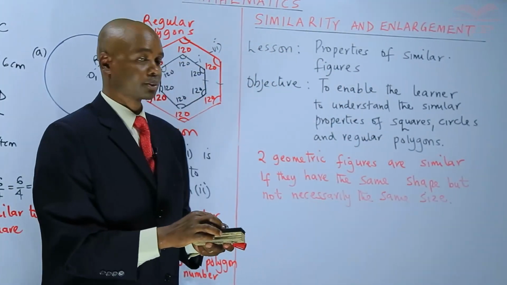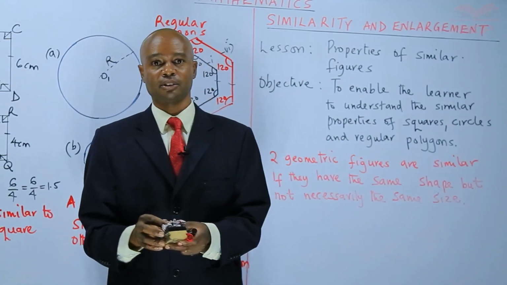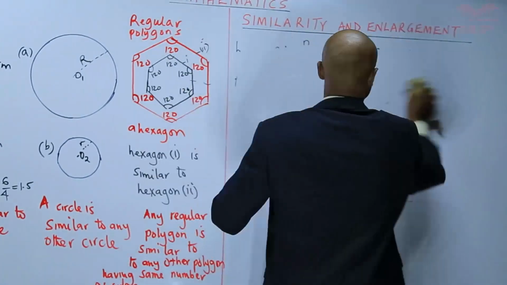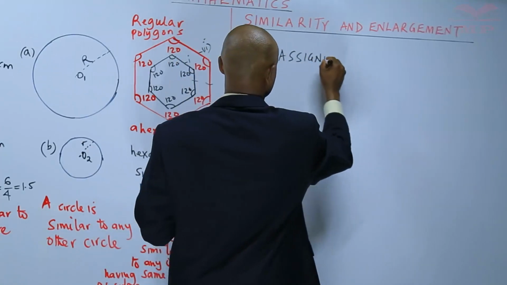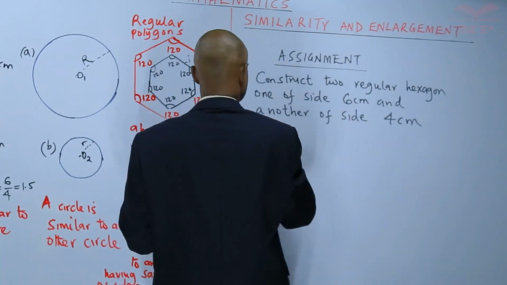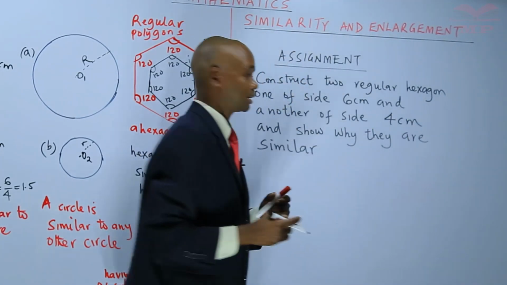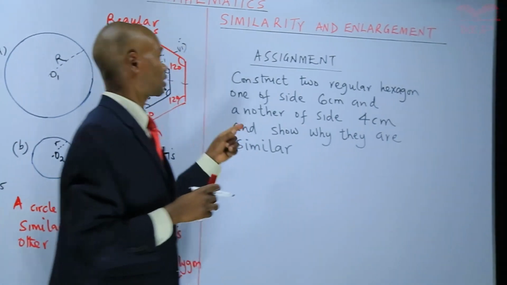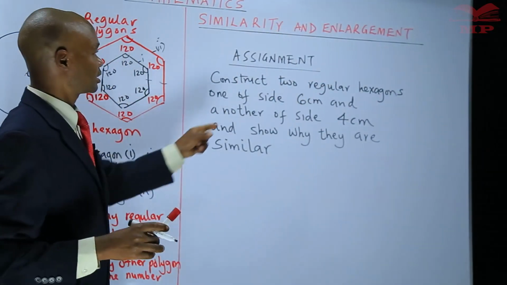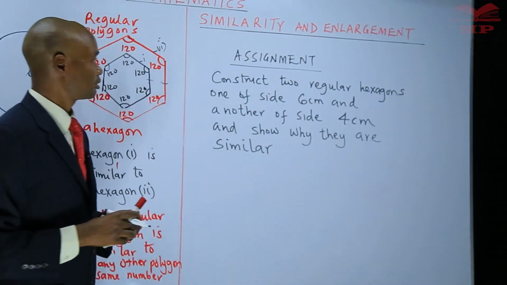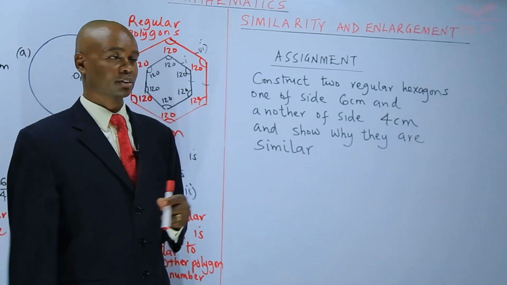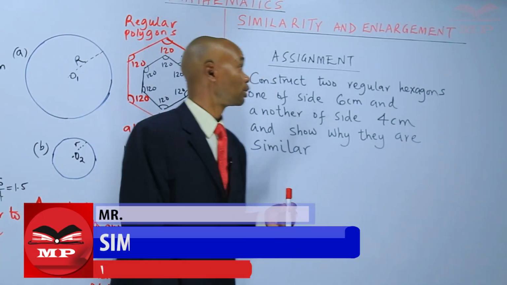So as we come to the end of the lesson, I'm going to give an assignment. So I write it and then read it. The assignment is on the board and it reads, construct two regular hexagons, one of side 6 centimeters and another of side 4 centimeters, and show why they are similar. So for the assignment, you'll do that.